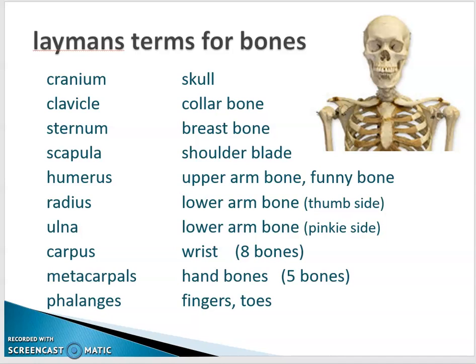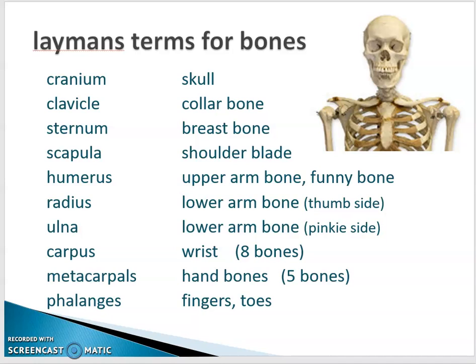Okay, starting at the top of the list, cranium is skull. Clavicle is the collarbone. This thing in the center that your ribs attached to in the front of your body is called the breastbone, or otherwise the sternum. Scapula is shoulder blade. The humerus is the upper arm bone, sometimes called the funny bone. If you've ever broken it, or seen some of the fractures of the humerus I've seen, you'll know there's nothing funny about that. Radius is the lower arm bone on the thumb side. I have a way for you to remember that I'll cover in a little bit. Ulna is the lower arm bone on the pinkie side.